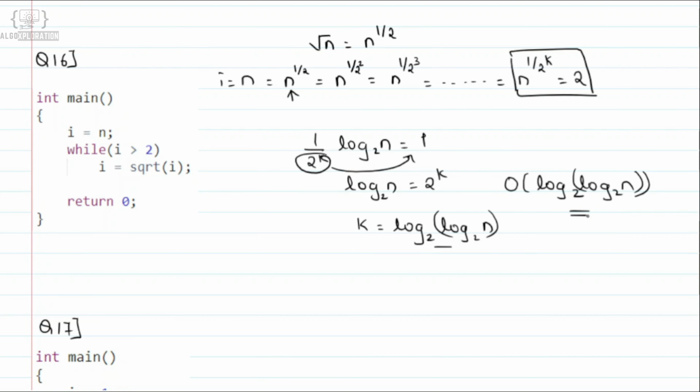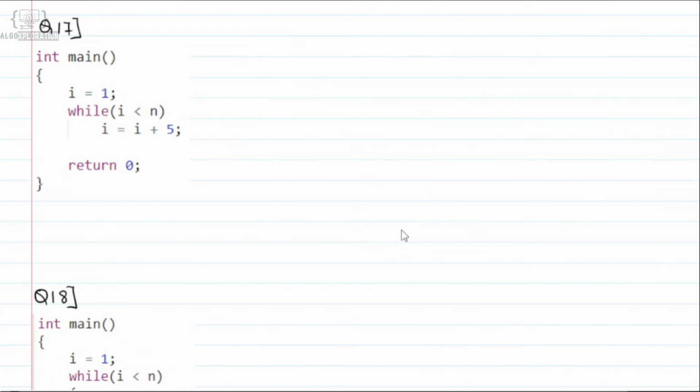Let's calculate for the next one. Here it is a simpler one. Actually it is similar to while I is less than n, I equals I plus 1, or we can say I equals I plus 2. It is similar to this problem only. So here this statement is running for n by 5 times. So therefore the complexity of this problem is order of n.